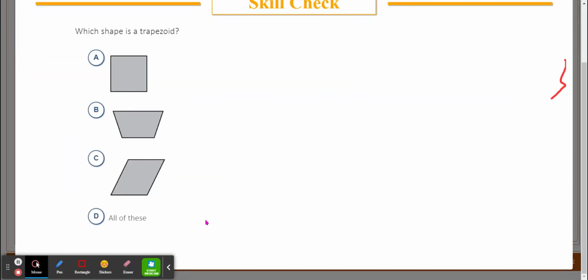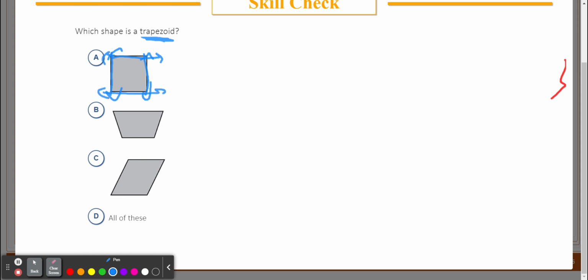This question is asking which shape is a trapezoid. All right, well, let's look at these. First of all, what's a trapezoid? A trapezoid has one pair of parallel sides. So two of the lines are going in the same direction. The other two are not. Well, a square has two sets of parallel lines. There's one set of parallel lines. That's another set. A trapezoid only has one set.